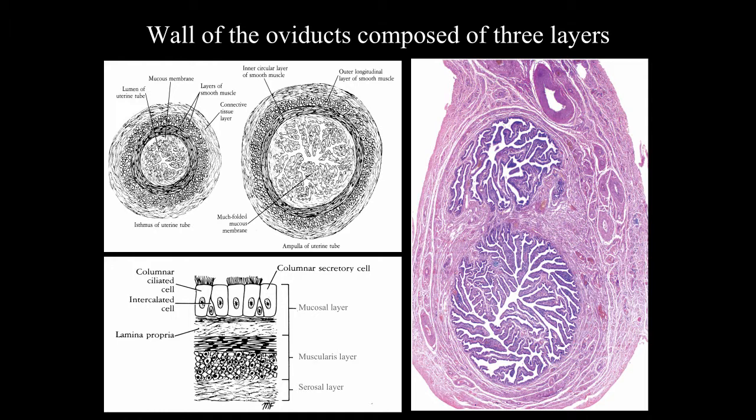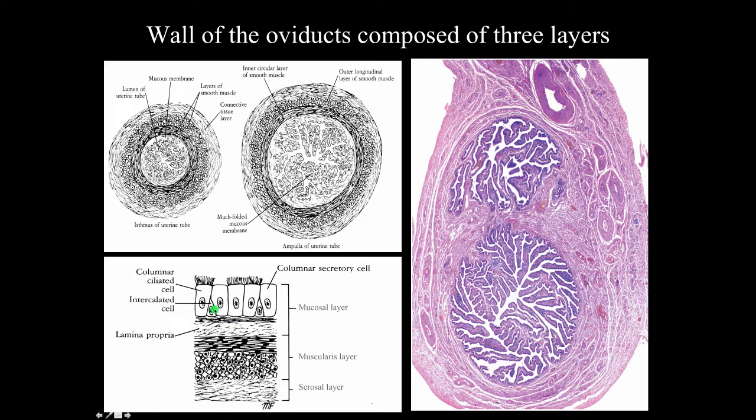The oviduct itself is composed of three distinct histological layers. From the inside out, there's a very complex folding, the so-called mucosal layer. There's a muscularis. The muscularis actually has layers of smooth muscle, although those layers are sometimes difficult to distinguish histologically, but generally we say that there's an internal circular layer of smooth muscle and an external longitudinal layer of smooth muscle, and then there's a serosal layer.